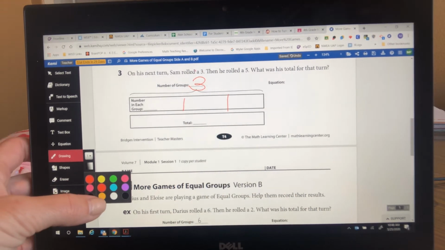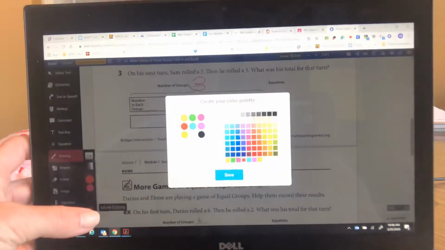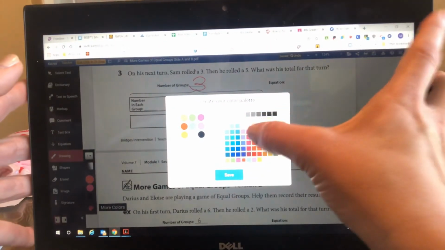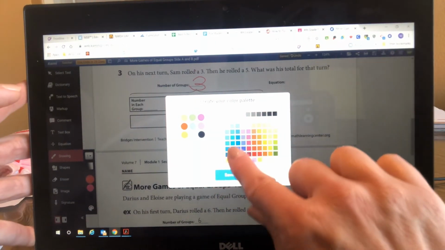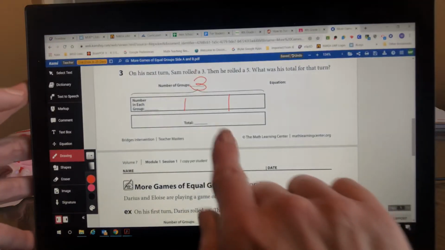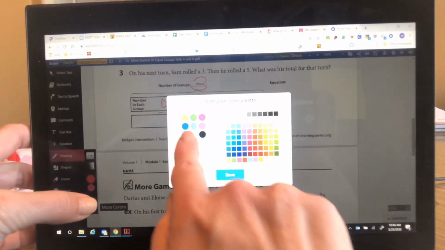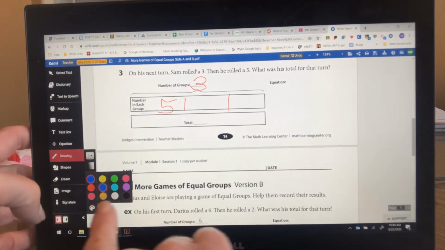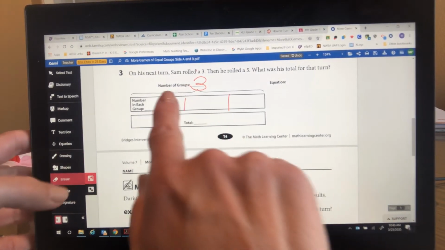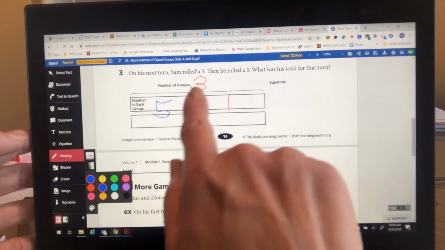Then he rolled a 5. Ooh, look there. I got a whole bunch of new colors. That is so cool. I am going to do blue. Here we go. So I'm going to put, oh, it didn't do it, did it? Oh, there it is. You guys are probably better at this than I am. Oh, there we go. There's my 5s.